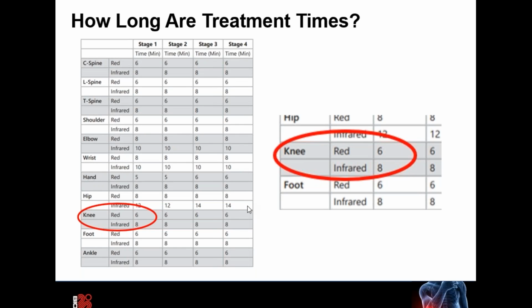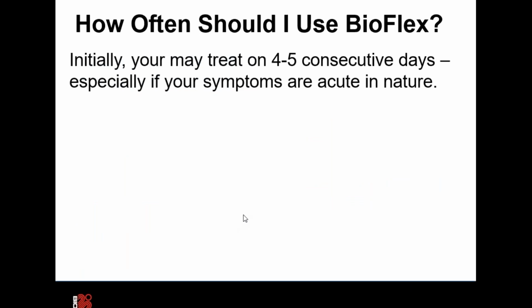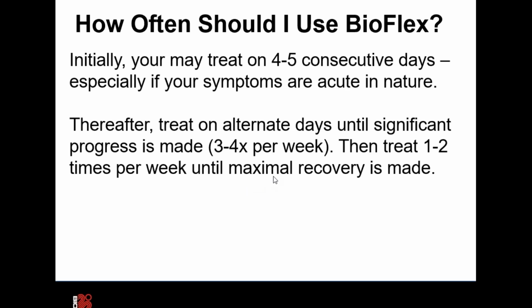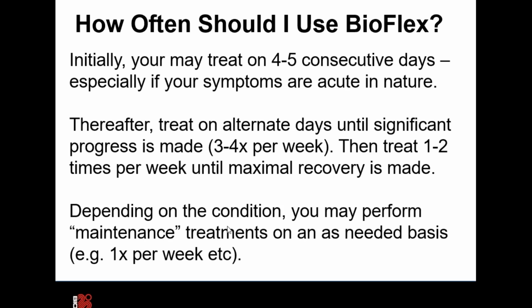For the knee, the treatment times are about 14 minutes per placement, 6 minutes being red, 8 minutes being infrared. You should be using the personal system for an acute and initial injury at least 4 to 5 consecutive days, and then you can start to treat 3 to 4 times a week, so perhaps every other day, thereabouts. And then you can eventually start to treat 1 to 2 times per week as you're achieving fairly good recovery.